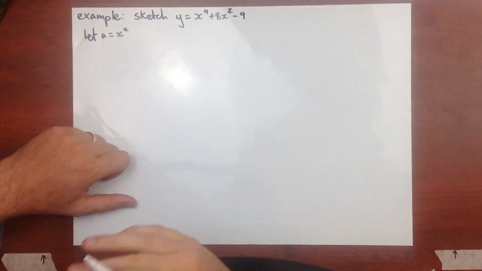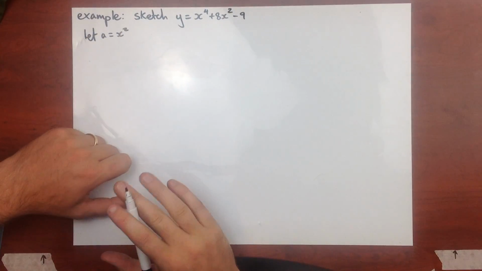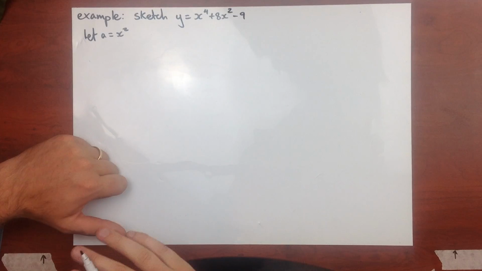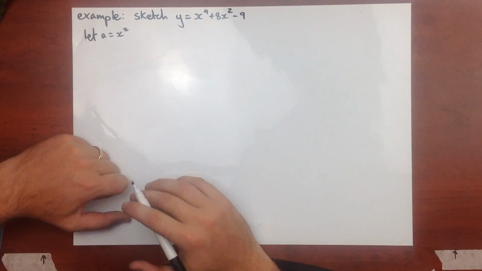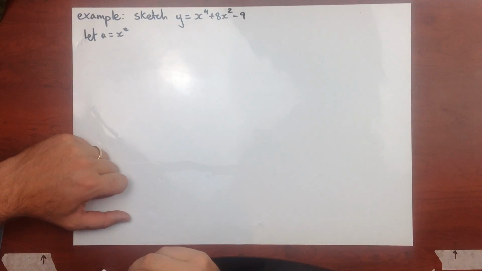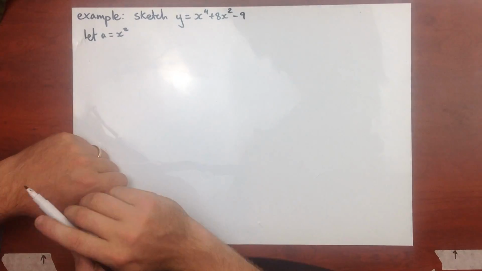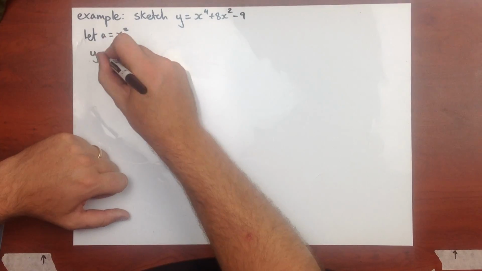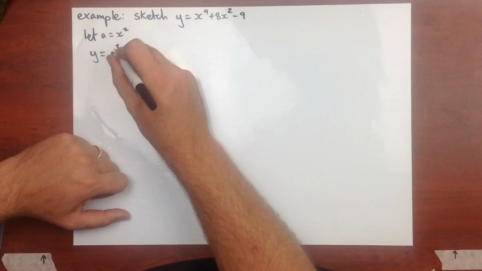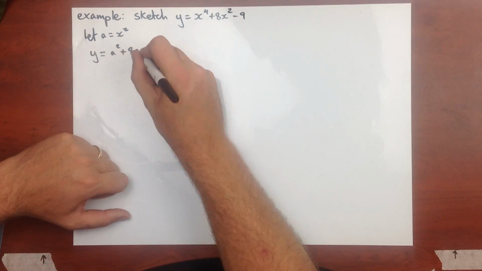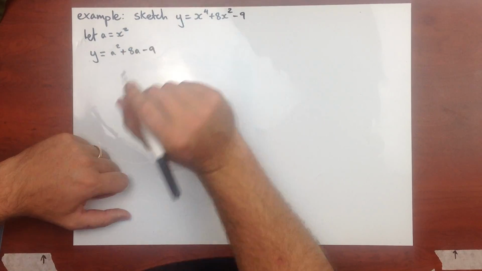Okay, and again, this trick I think I showed in a different tutorial as well, as one that you really need to get your head around because it's useful for a lot of different forms of our equations. It's likely to come up on an exam as well. So when we do that substitution, it means that we get y equals a squared plus 8a minus 9.